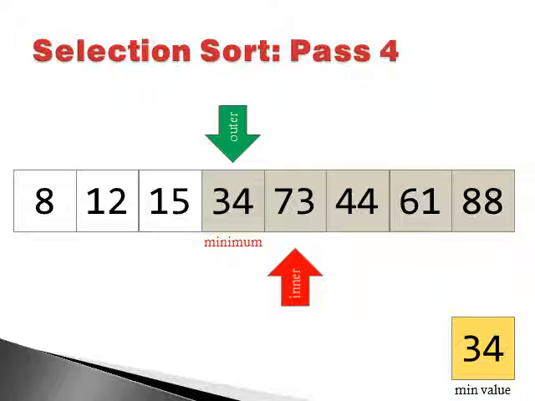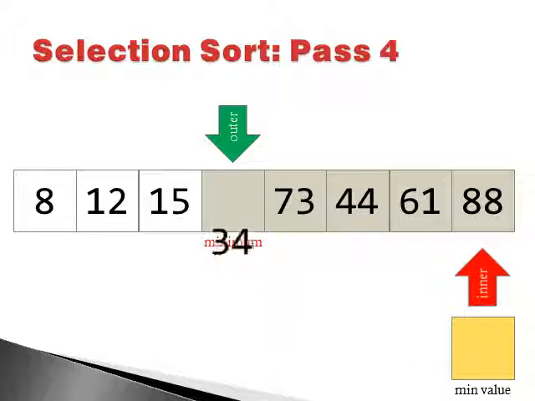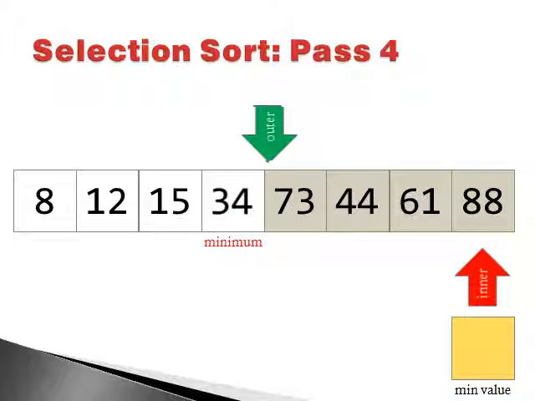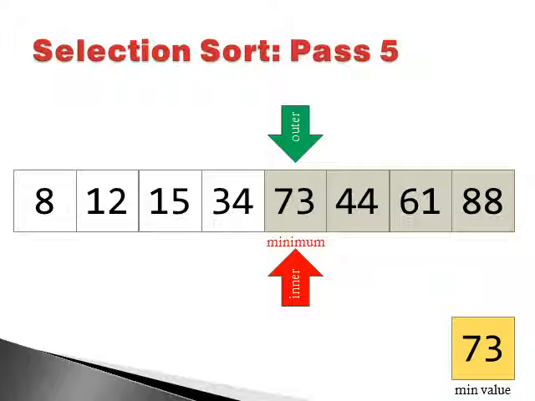73 is greater than 34, so I do nothing. 44 is greater than 34, so I do nothing. 61 is greater than 34, so I do nothing. 88 is greater than 34, so I do nothing. So what I can do is I can move the selected value to the minimum index, which means it doesn't move. Then I can replace the selected value with the minimum value, and the 34 stays where it was. That one's been sorted. Go to the next number, and that means inner resets.